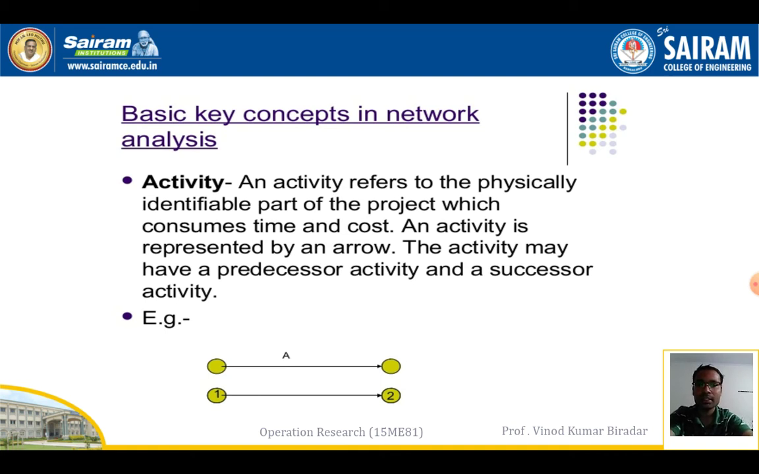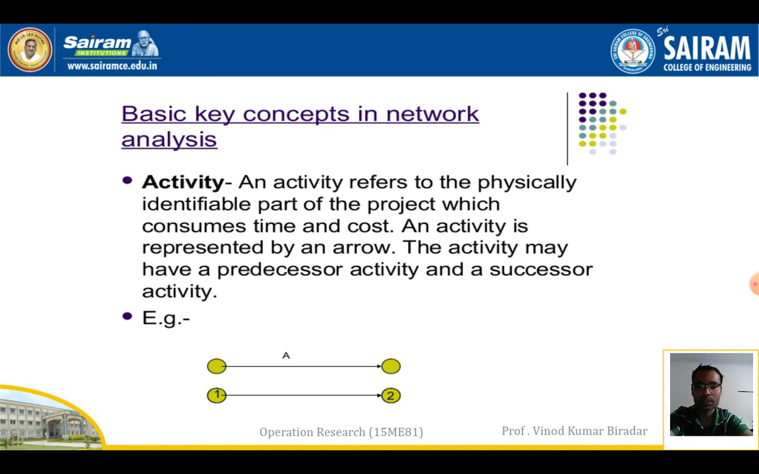It is represented by an arrow. The activity may have a predecessor activity or a successor activity. So we are indicating the activity as an arrow line, as we have shown already here.